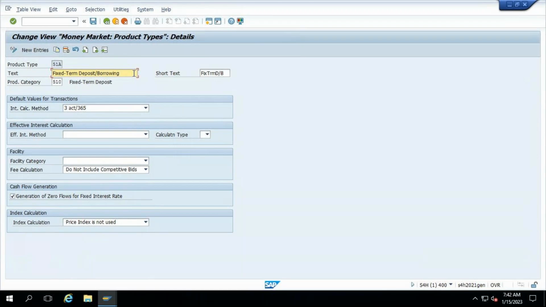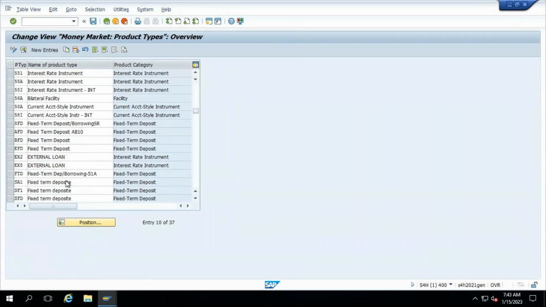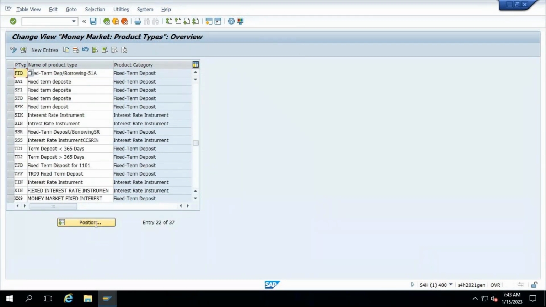Now, if this kind of requirement comes, it is not possible for you to use the standard product type. So in that case, what you can do is create two different product types. As I showed you, I have created them like this. Now if you see how I have designed the product type, I created new product types: term deposit more than 365 days and term deposit less than 365 days.